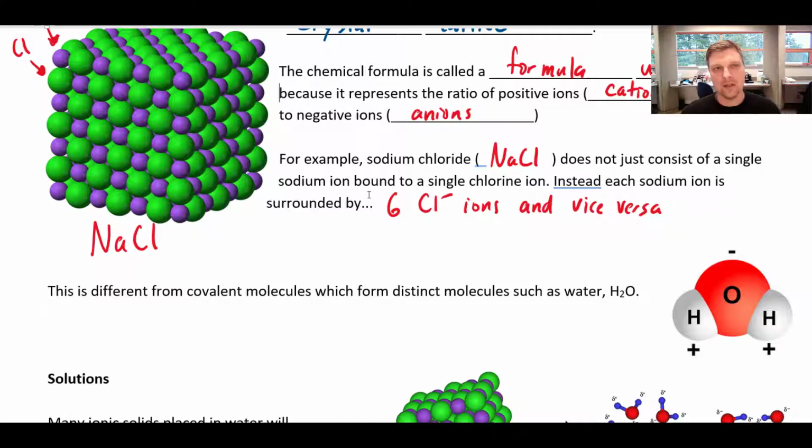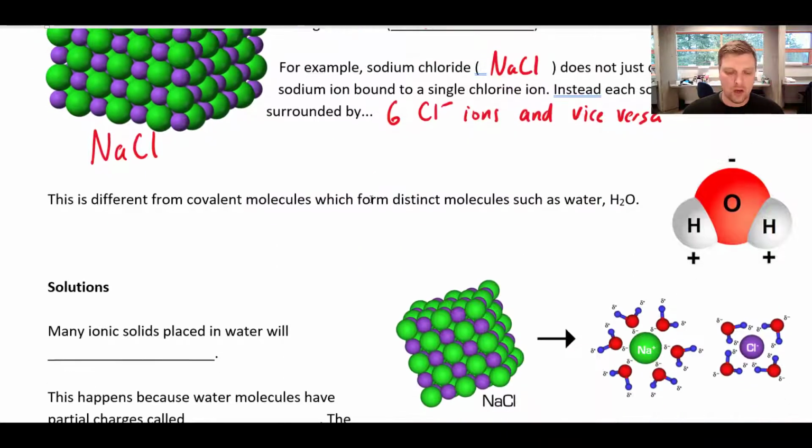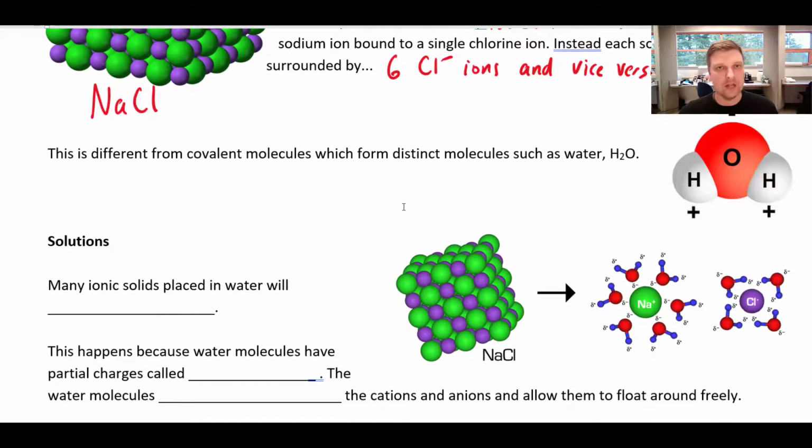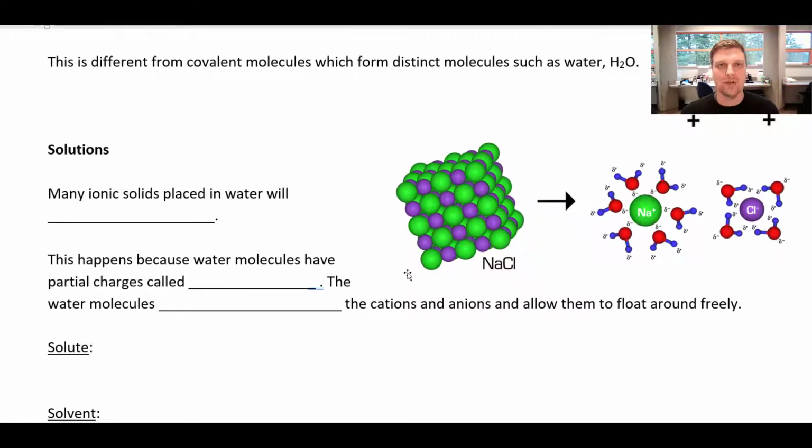So what happens when we dissolve things in water? For example, if you take some salt and you shake it into a glass full of water, you know that eventually that solid is going to dissolve, which is to say it's going to disappear. So ionic solids placed in water will dissolve. Now, I should point out that's not true of all ionic solids. There are lots of examples that are insoluble in water, but many of them will do this.